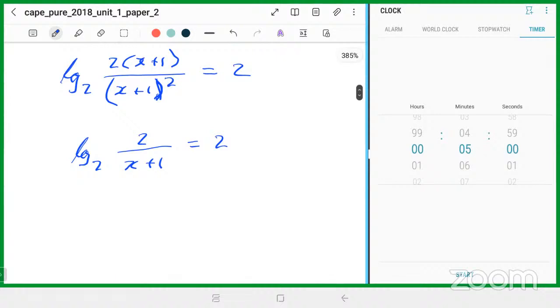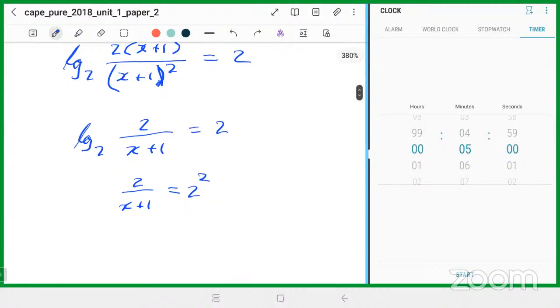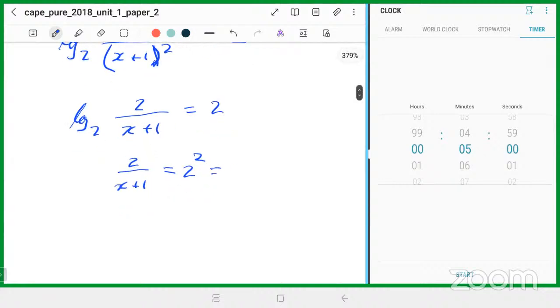And then now what happens is that this becomes a number equal this base raised to that power. So I'm going to get 2 over x plus 1 equals 2, that is this 2 raised to that power 2. And this is 4. All right. And this equals 4. So this is the same as 4 over 1. So I can take the reciprocal on this side and get x plus 1 over 2 equals the reciprocal of that and get 1 over 4.